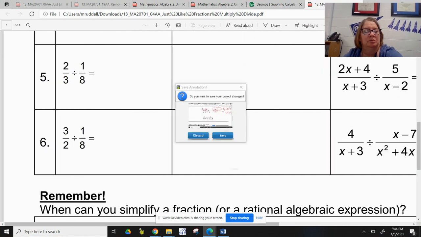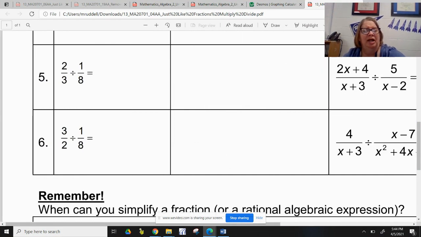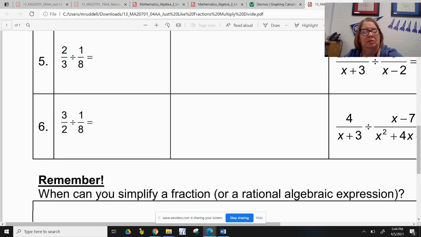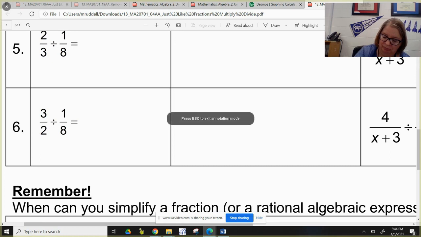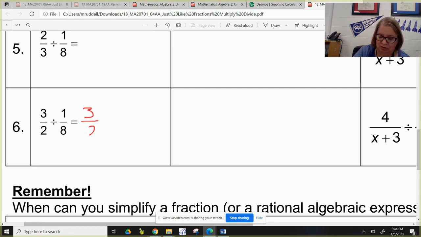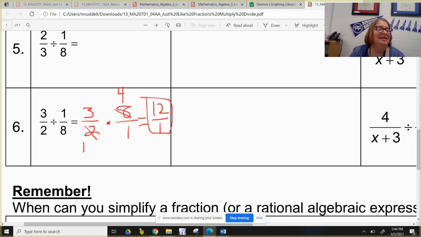One more example. 3/2 divided by 1/8. The rule for dividing fractions is to multiply by the reciprocal. So I'm going to take 3/2 and multiply it by the reciprocal of 1/8, which is 8/1. Now, do you notice this 2 and this 8 both divide by 2? Which makes 12/1, which is just 12. Again, this one is fine. It's not going to cause any difficulty at all if you multiply first and then simplify.